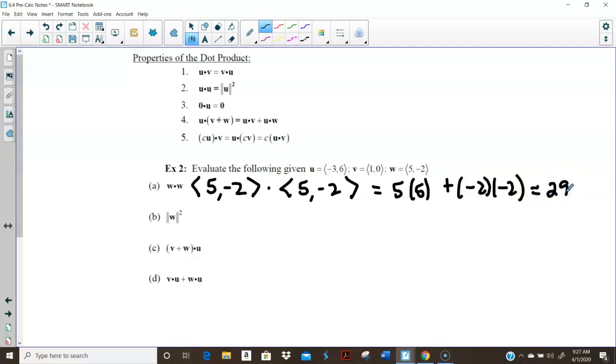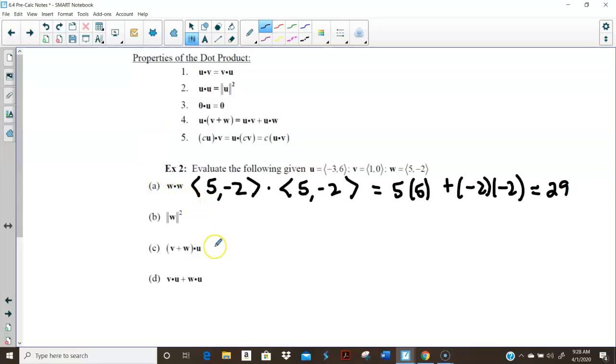Okay, the magnitude of w squared. We're looking at number 2, and we're showing that the left side, w dot w, is equivalent to the magnitude of w squared. So let's look at what the magnitude of w squared is equal to. It should give us 29 again, correct?